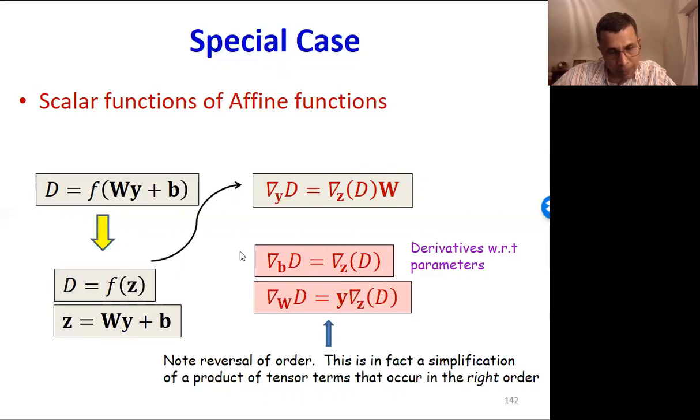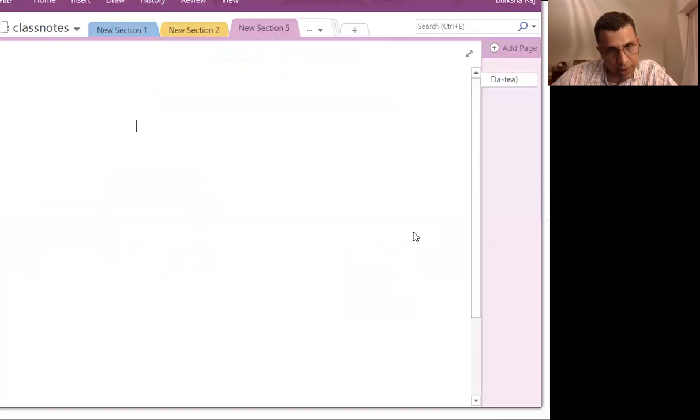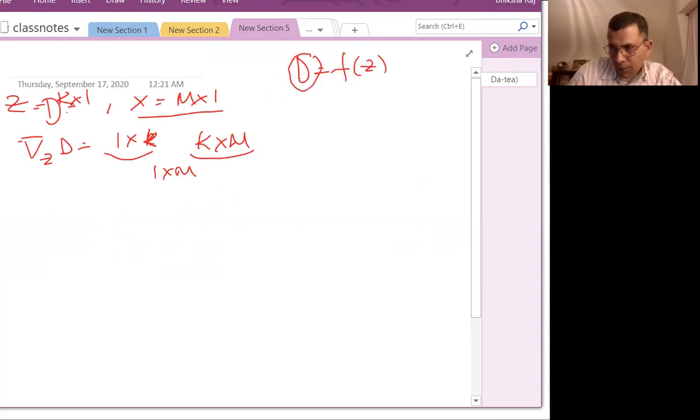So this is easy. The final bit is this guy over here, which is the derivative of, let me see if I can. So I have d equals, what is happening?